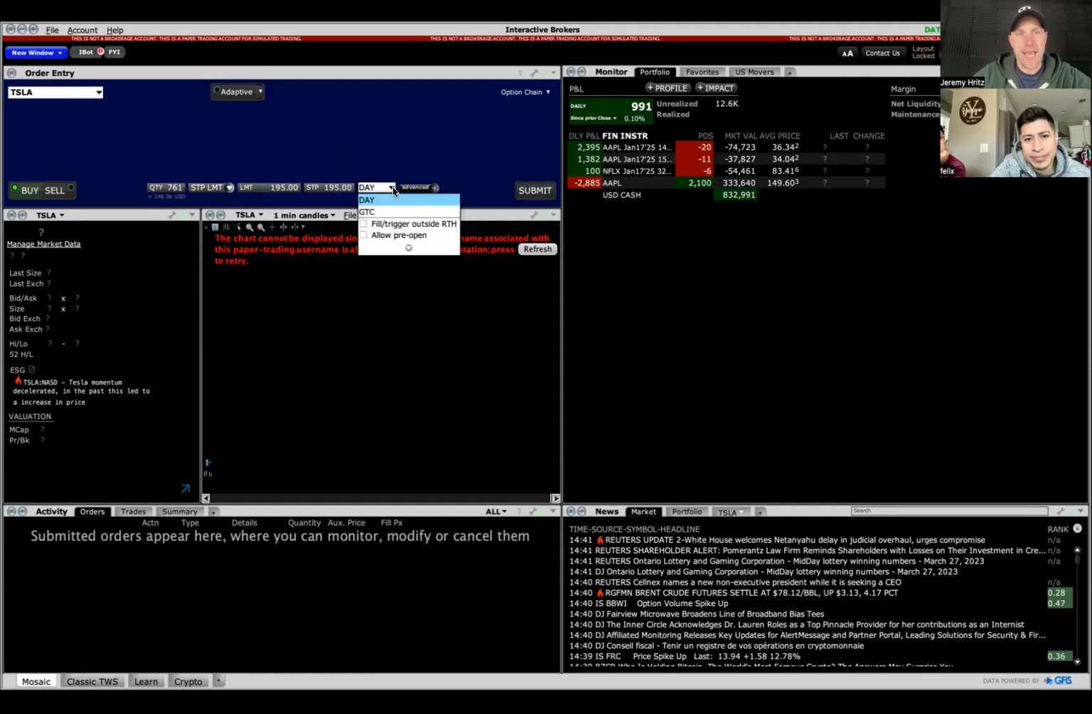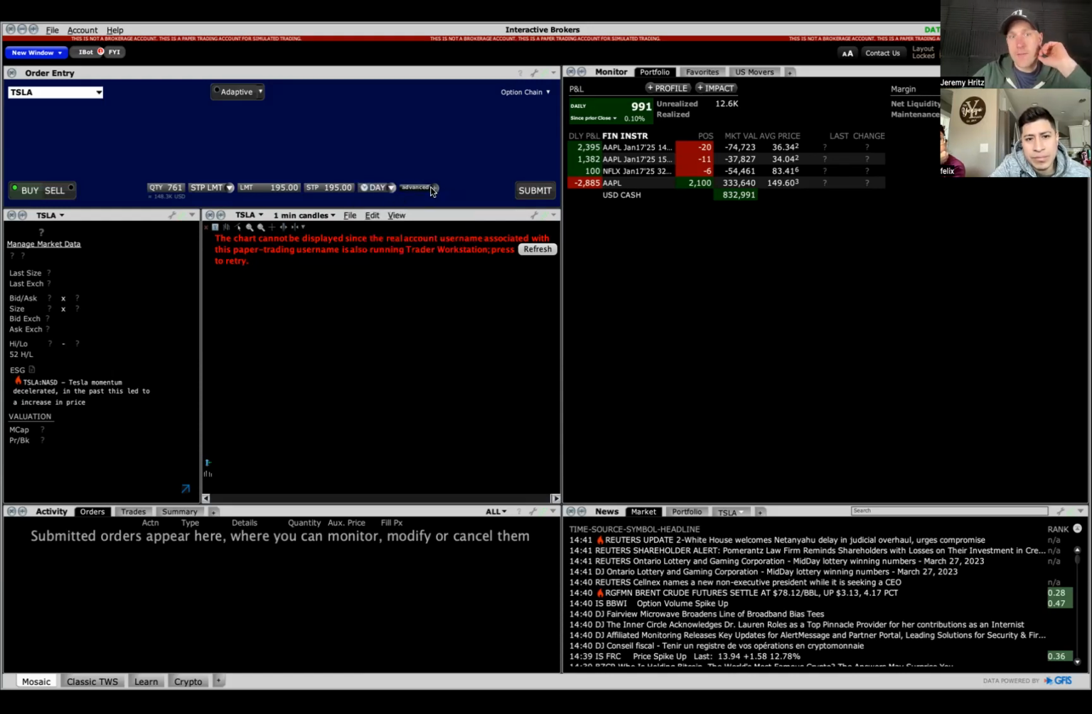Here where it says day, this is either good for the day, or GTC, which means good till canceled. You would have to go in and physically cancel it in order for it not to work. And these options down here are if you wanted it to fill post market, which we don't want to mess with, or allow pre-open, that would be before market. We don't want to mess with that yet, but that's further down the road. So we'll just keep it on day.